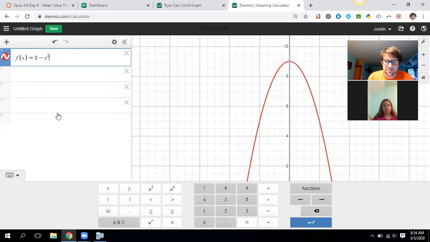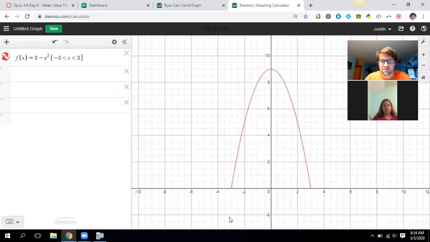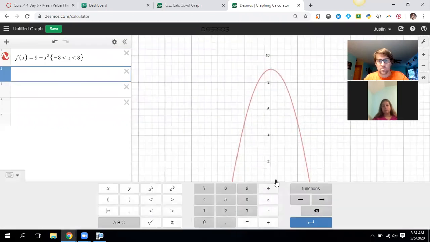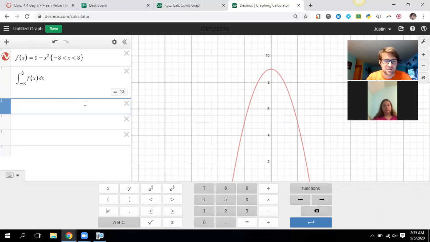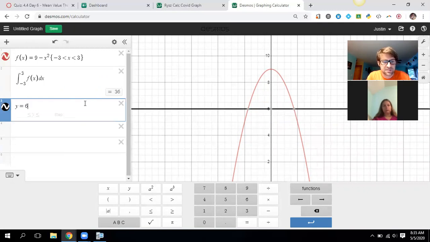On Desmos, if you afterwards use the braces, I'm going to say from -3 less than x less than 3. It just shows you here. So this is the graph we're looking at. We wanted to find the integral of that function, and how we have to do it on Desmos isn't the best way: from -3 to 3 of f of x dx. We did this already, which is 36. Then we can make a new line and say y equals 36, which is the total integral, divided by the range 6.